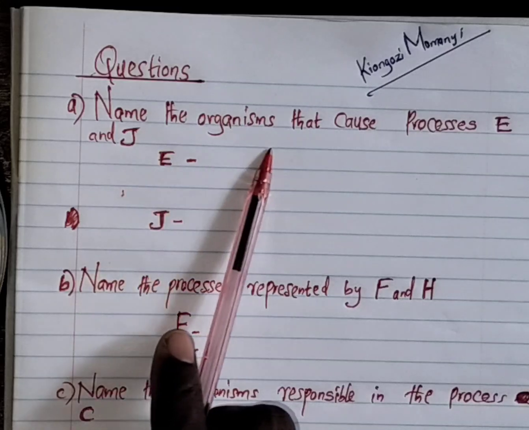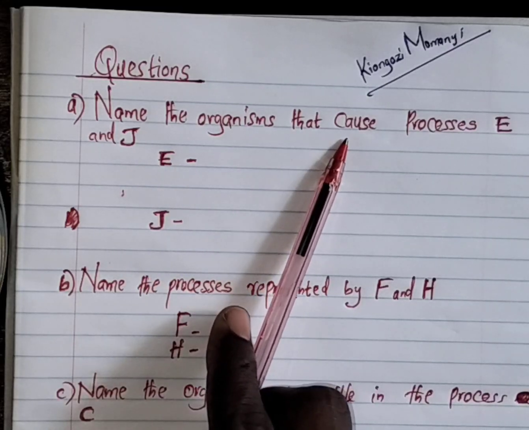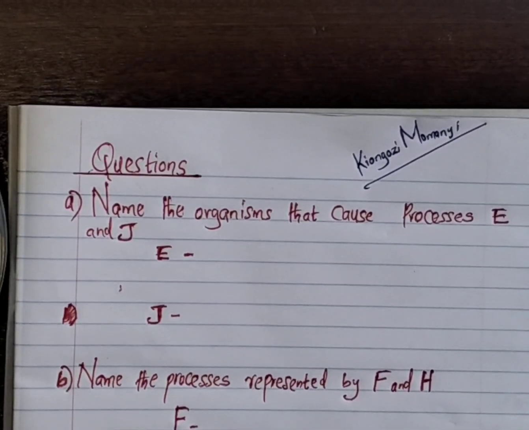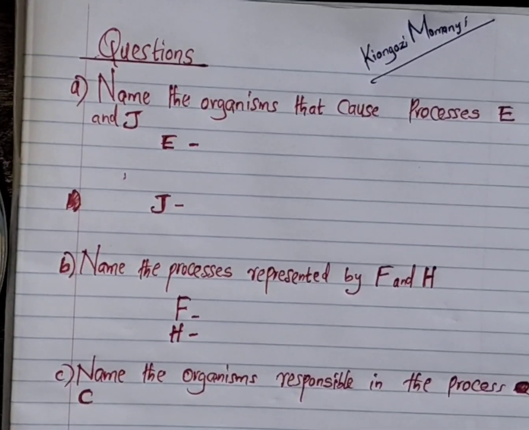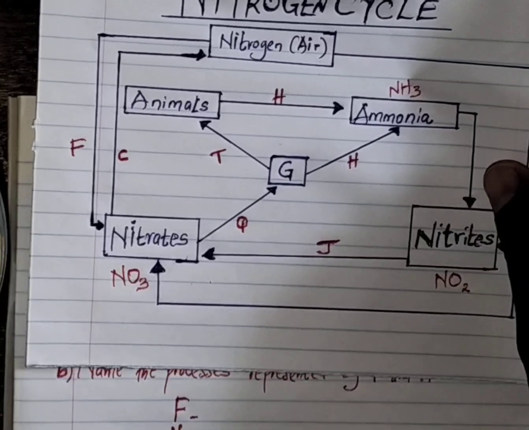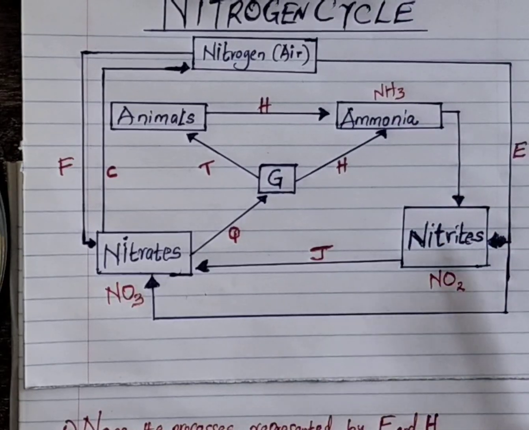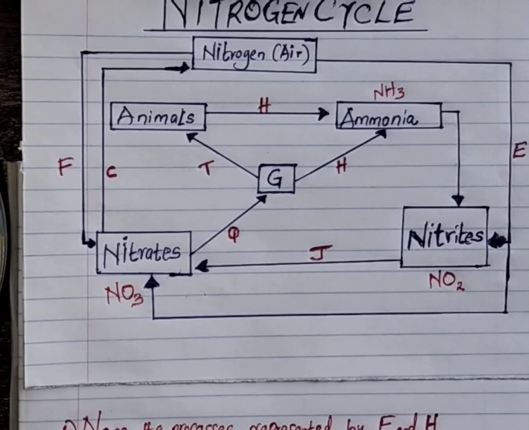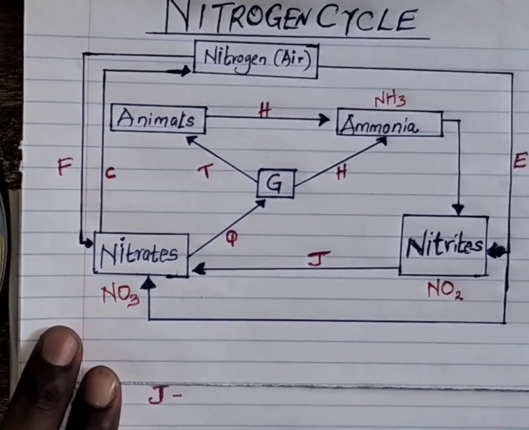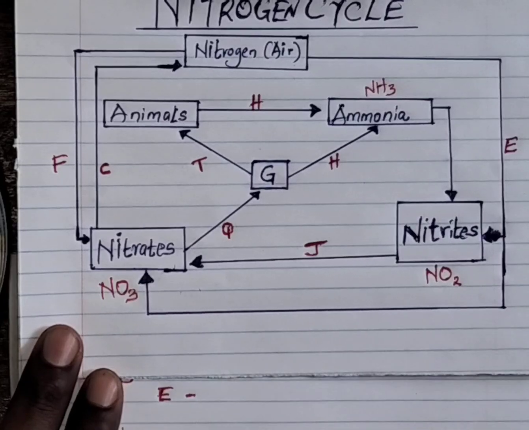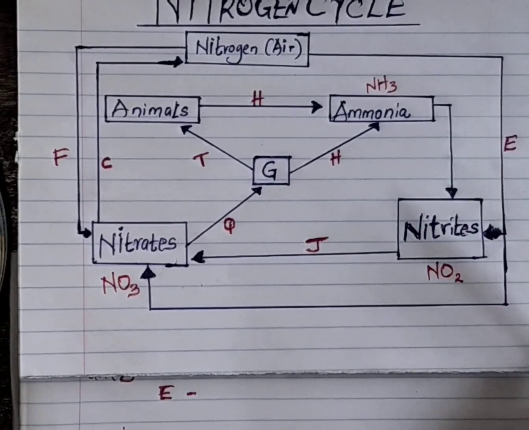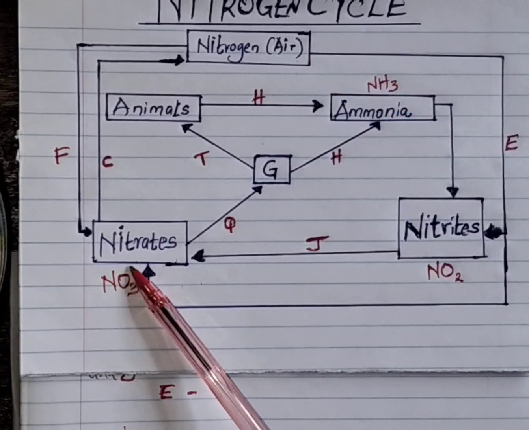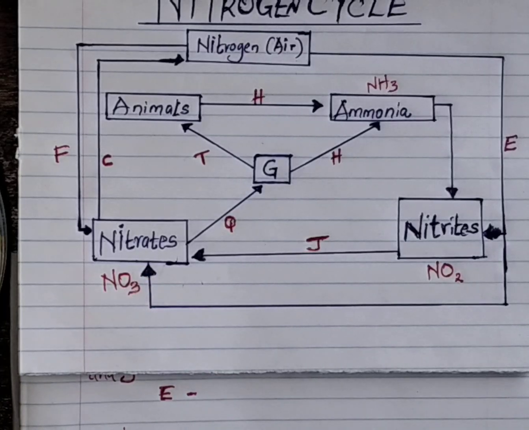Name the organisms that cause process E and J. So we go back to the flow chart. We have process E here. We also have process J here. So we want to check the answers for this question. That is to say, for example, E, that is conversion of nitrogen in the atmosphere directly into nitrates. That one is done by free living microorganisms.